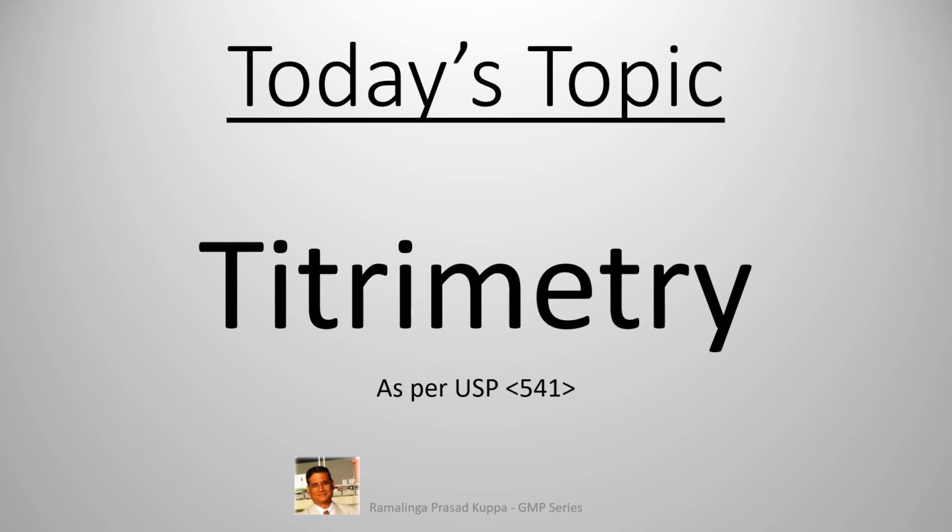Today's topic is titrimetry as per USP chapter 541. In this video, we are going to learn about various types of classical titrimetric analysis. Titrimetric analysis is used for quantitative estimation of substances. It is essentially determining the volume of the solution of accurately known concentration which is required to react quantitatively with the solution of the substance being determined.